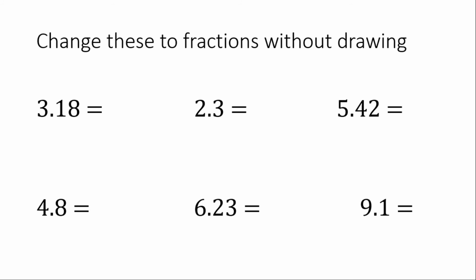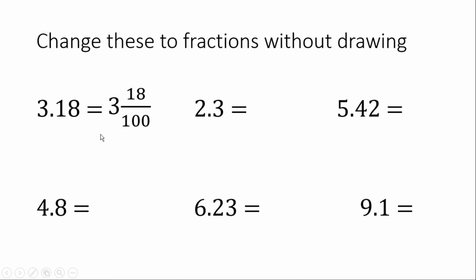Answer checking time. Let's start on the top left. 3.18. We know it's going to be 3 wholes, and then the fraction bit is going to have a numerator of 18 and a denominator of 100. Why 100? Because 18 goes into the hundredths, tenths, hundredths.